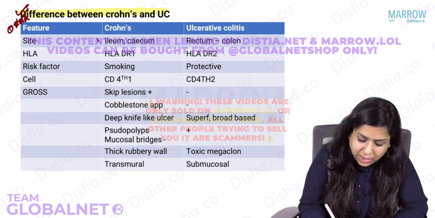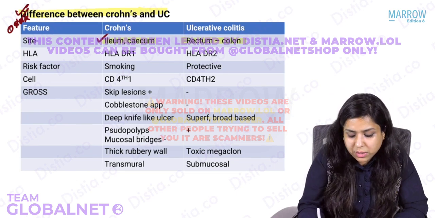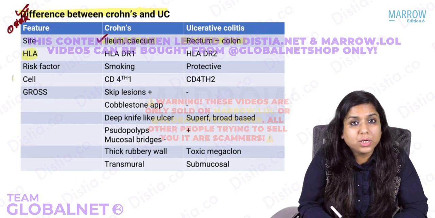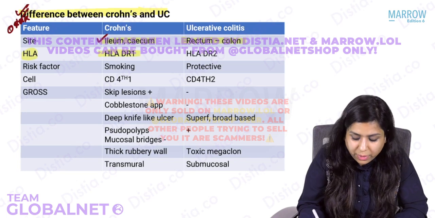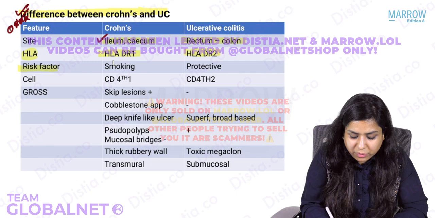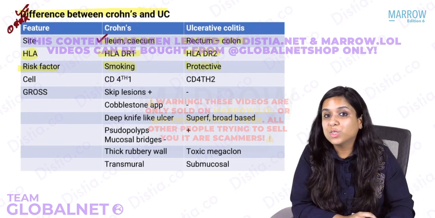First of all, site I have already told you. Crohn's usually involves the ileum and cecum. Ulcerative usually involves the colon and the rectum. The HLA which is associated with Crohn's disease is HLA-DR1 and HLA-DR2 is ulcerative colitis. The risk factor for Crohn's disease is smoking. For ulcerative colitis, smoking is protective.